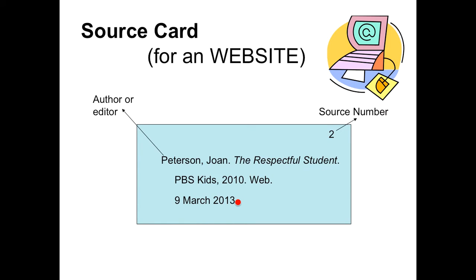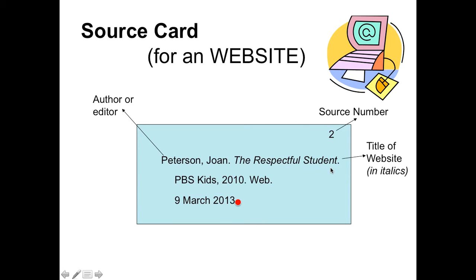Most websites do not have authors, so if that's the case, we would actually just start our source card with the next thing, which is the title of the website. That can mostly be found at the top of your web page. If we don't have an author, we don't write no author, we don't write anonymous, we literally just skip it and move on to the next thing.